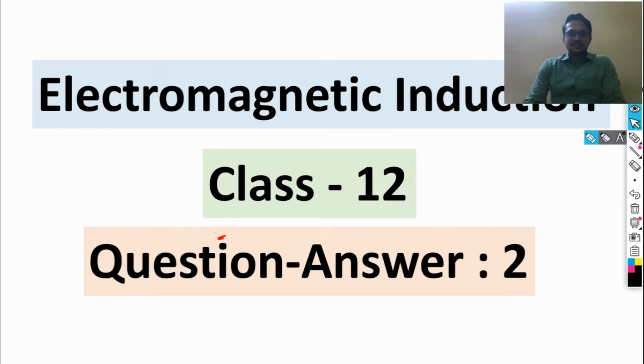Hello students. I have come again with a few more questions from this chapter, electromagnetic induction. In the last class we discussed three questions from Faraday's law of electromagnetic induction and from motional EMF, right? So today we'll see a few questions from self-inductance, mutual inductance and transformer, and the questions will be related to your board exam. Okay, so without wasting time we can start, right?